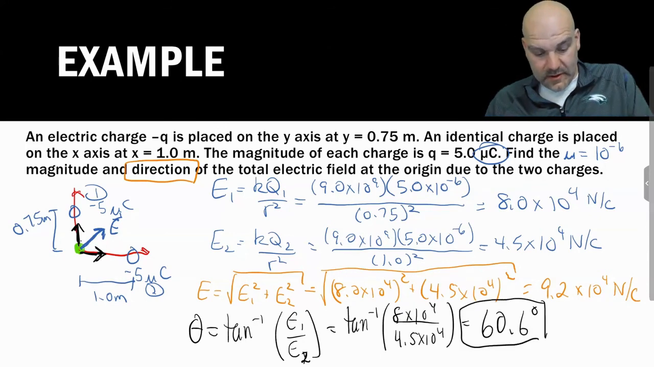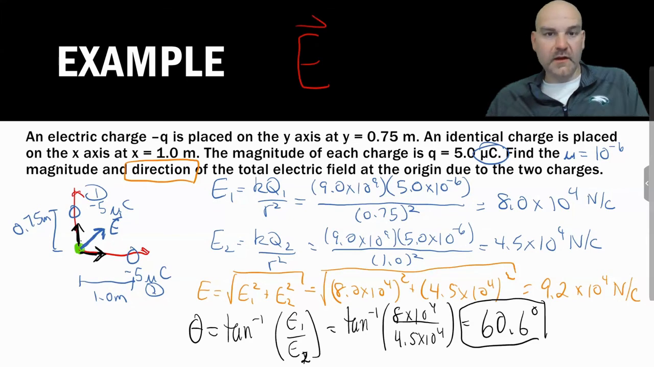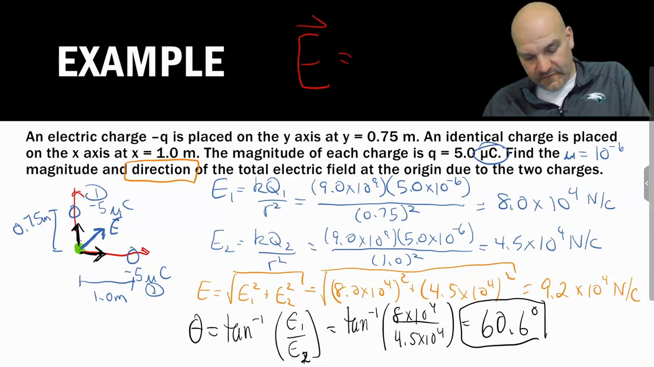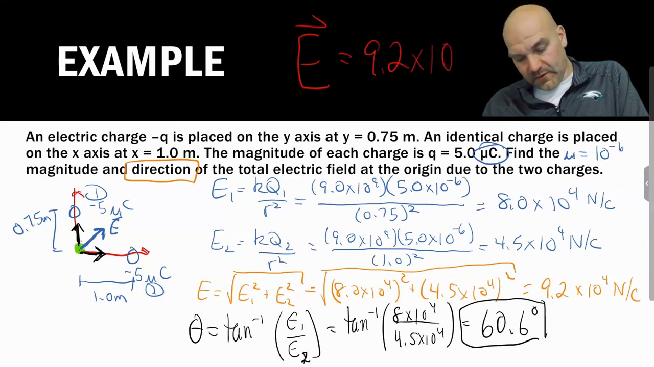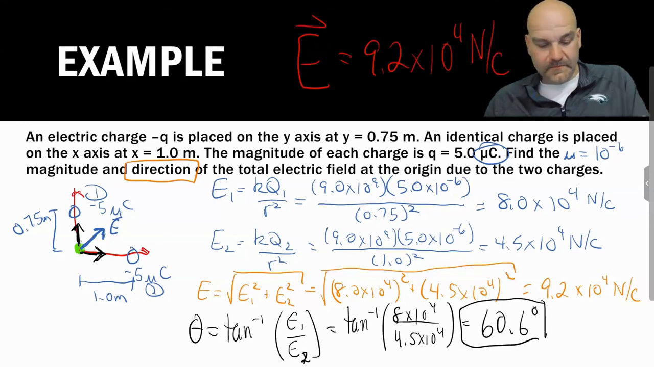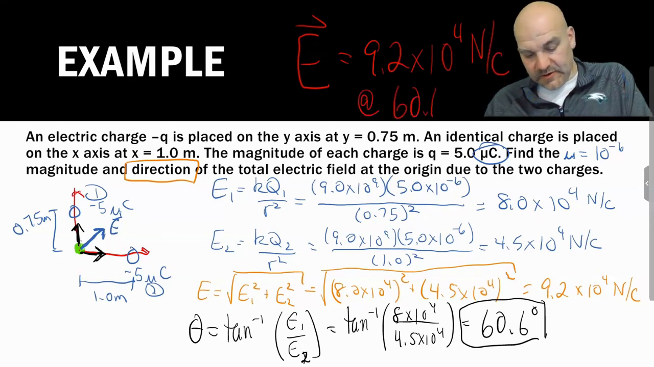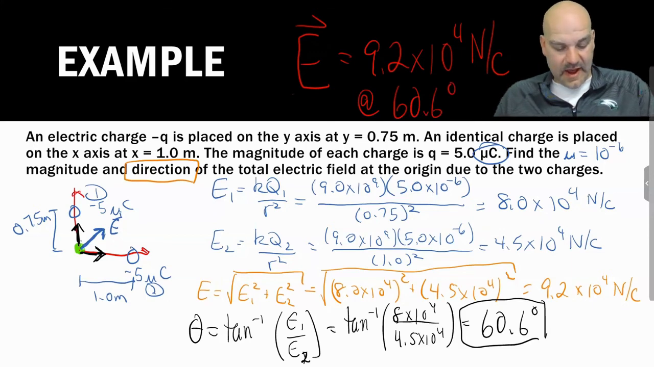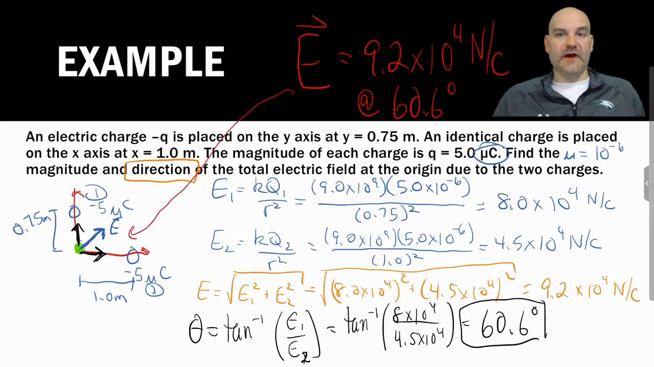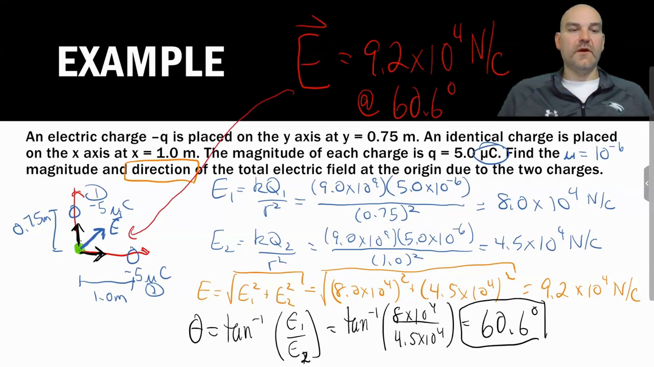So we're up here. The E field has a magnitude of 9.2 times 10 to the 4th newtons per coulomb at 60.6 degrees at the origin. So that is our value. That is our answer for the magnitude and direction of the total electric field.